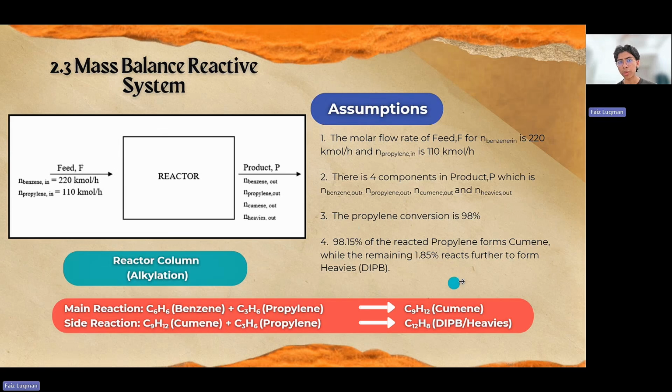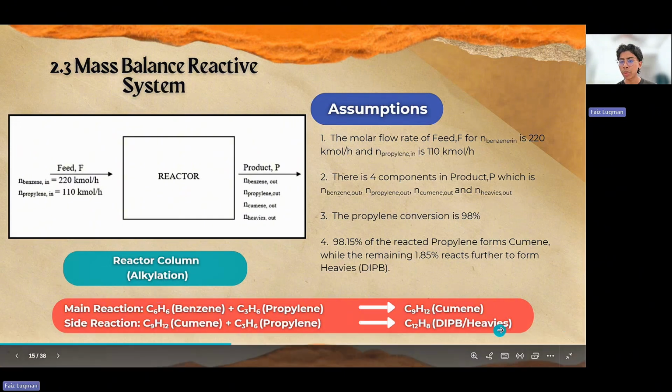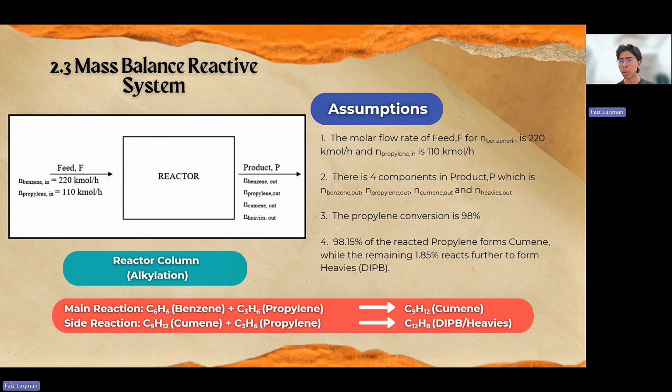So these are the assumptions for this reactive system. And also we have two reactions, which is the main reaction and also the side reaction. For the heavies, we also call them DIPB, also known as diisopropylbenzene.